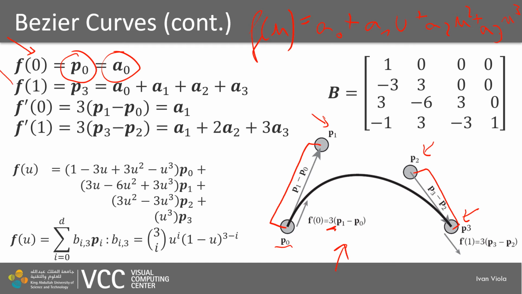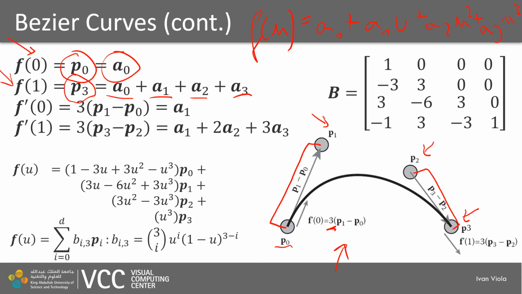So we know that P0 is actually A0. For f(1), the value of this curve will be P3, because that's the end of our parametric curve. And what will that mean? That will mean that all our terms will be associated with 1, because A0 will be there anyway, A1 times 1, A2 times 1 squared, and A3 times 1 cubed will always be there, just multiplied by 1. So we know the beginning and the end point.